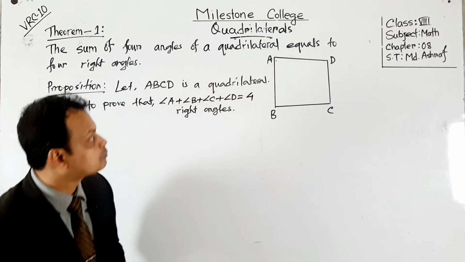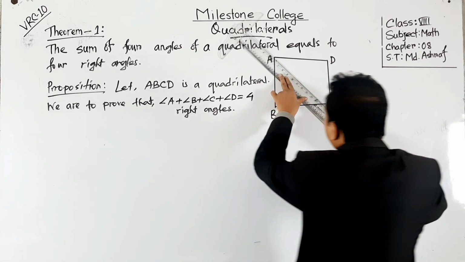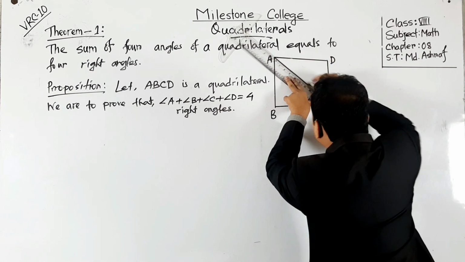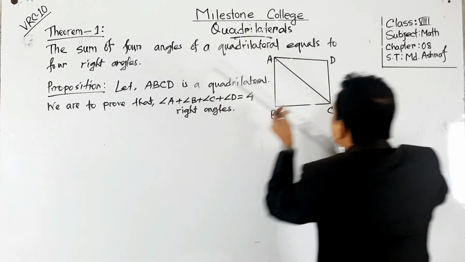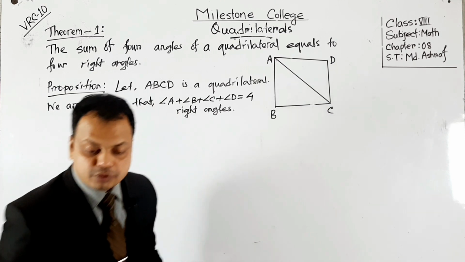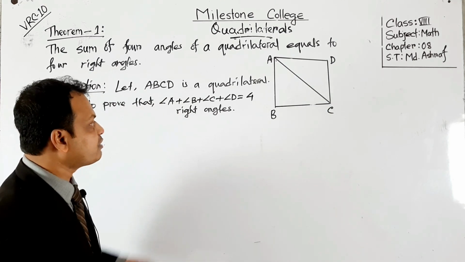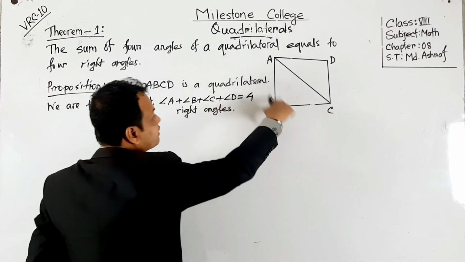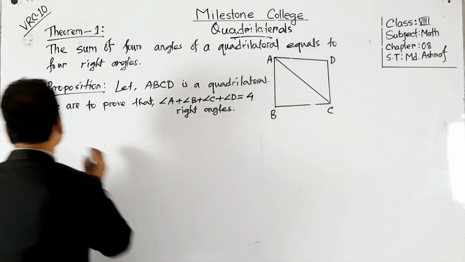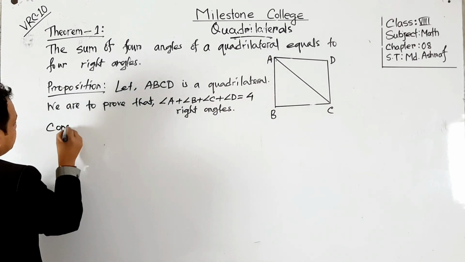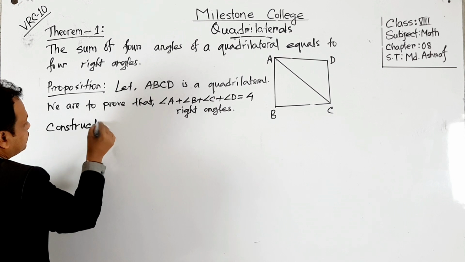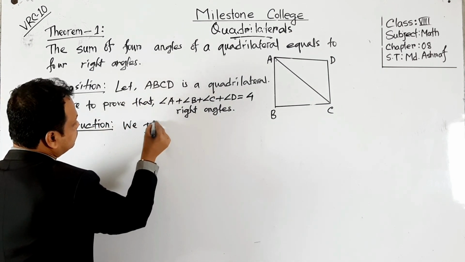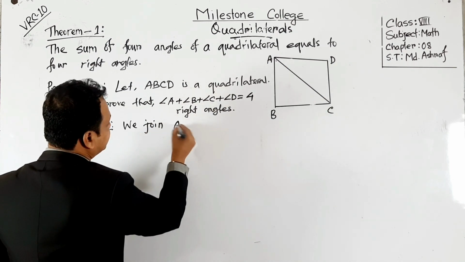So join A and C. So we have joined A and C. For proving this one, we need another piece of information, that's why we have joined this. This will be the construction because we have drawn it now. So we'll write construction: we join A and C.